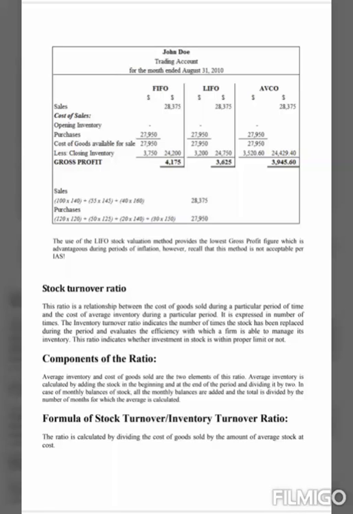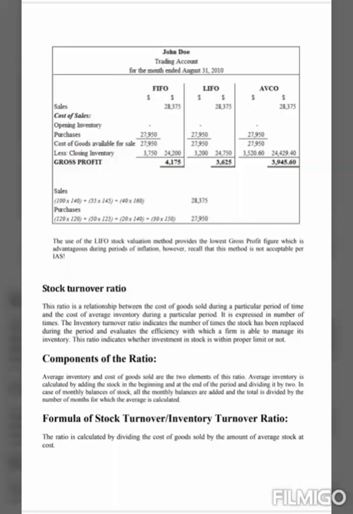Average inventory is calculated by adding the opening and closing stock at the end of the period and dividing by 2. If monthly balances are available, they are added and divided by the number of months. Formula of stock turnover, the inventory turnover ratio: the ratio is calculated by dividing the cost of goods sold by the amount of the average stock.